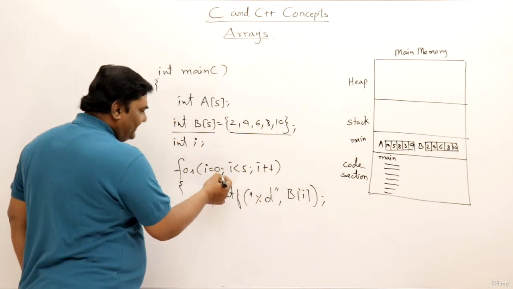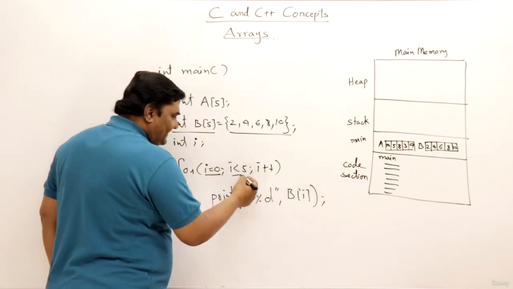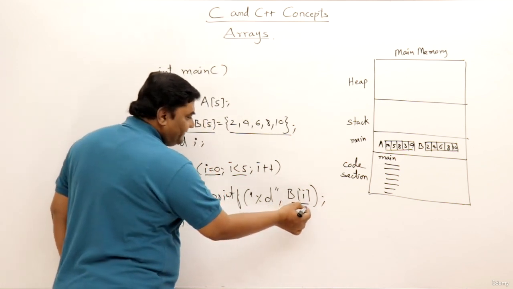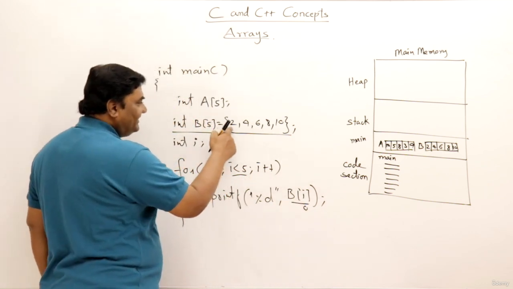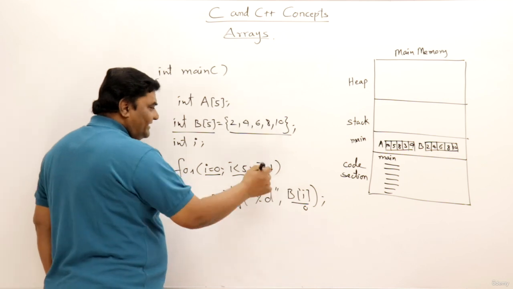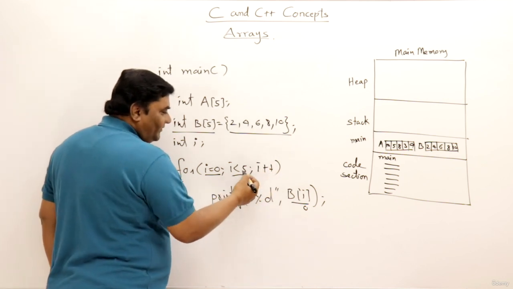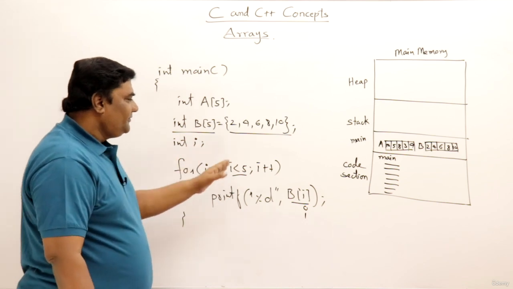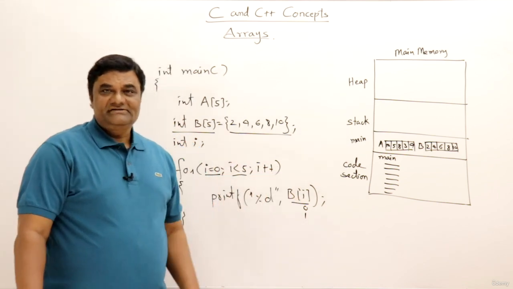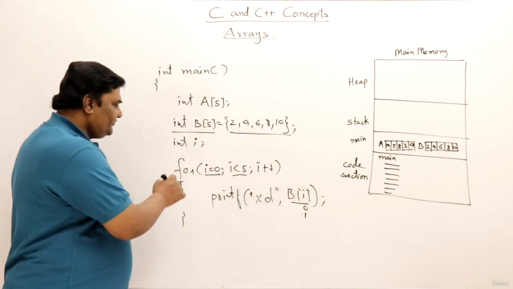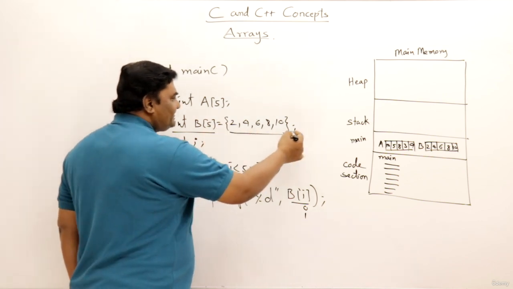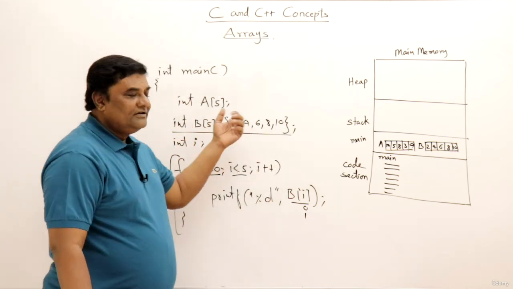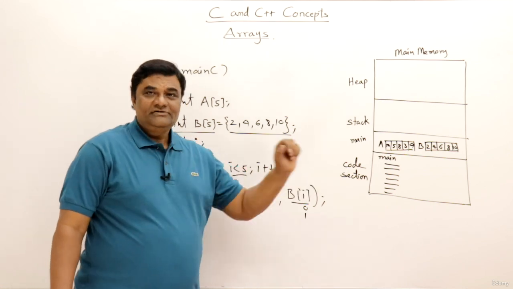Initially i will be 0, then it checks that i is less than 5, then it will print B of 0, the element 2 will be printed. The next time i plus plus, i becomes 1, 1 is less than 5, so it will print B of 1, and so on up to B of 4, it will print all the elements. So a for loop is used for scanning through the list of elements in an array. More frequently we use a for loop for accessing all the elements of an array.